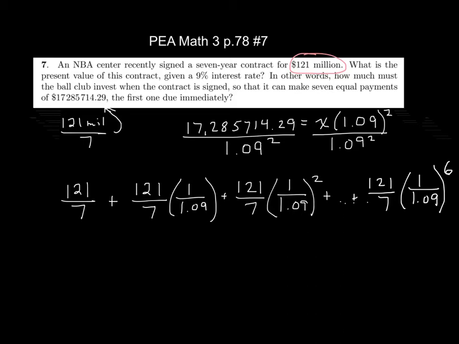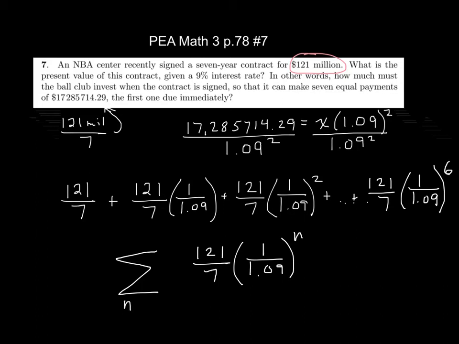So, longhand, we could use sigma notation. Let's put that in there just so you know how to do sigma notation. Your sigma notation would be the sigma of our formula, which is 121 over 7 times 1 over 1.09 to the n power. And my n starts at what? 0. And where does it end? 6. That's how you know what numbers are. So there's your sigma notation.